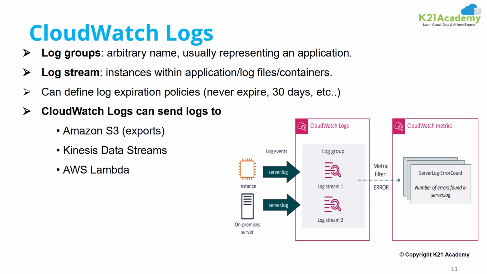A log stream is a sequence of log events that share the same source. Each separate source of a log in CloudWatch Logs makes a separate log stream. Multiple log streams can be collected in a single log group, and a log group shares the same retention, monitoring and access control settings across all streams.